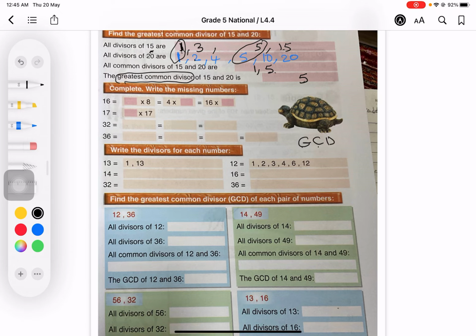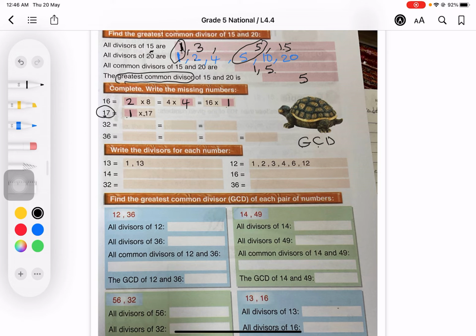16, what is 16? 8 times what? 2. 4 times 4. 16 times 1. These are all the divisors of 16. Now 17: 1 multiplied by 17, because 17 is a prime number. It has only 2 factors. So 16 is 2 and 8, 4 and 4, 16 and 1. But for 17, it's only 1 and 17.